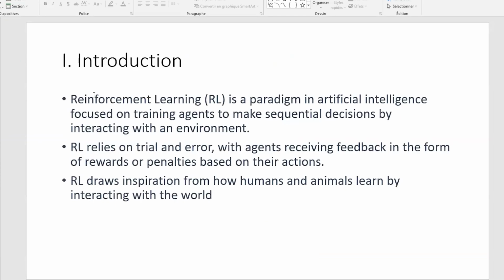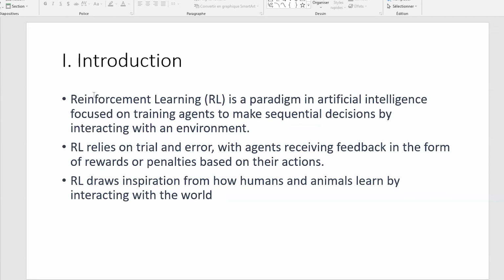As an introduction, reinforcement learning is a paradigm in artificial intelligence that focuses on training agents to make sequential decisions by interacting with the environment. It's a little bit like you take someone and put them somewhere, and you haven't collected any data about the environment where the agent is, but you want the agent to solve a problem related to the environment.